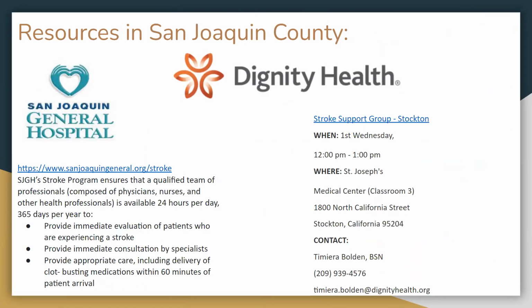There are several resources in San Joaquin County. You can go to your local San Joaquin General Hospital, and that's a stroke center, or also at Dignity Health, St. Joseph's. There's also a stroke support group that's offered every first Wednesday of the month.